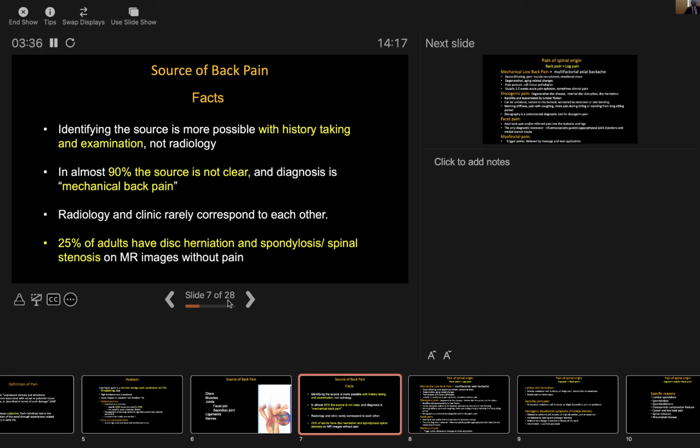In almost 90% of the cases, the source is not clear and the diagnosis is just a rough mechanical back pain. Radiology and clinic rarely correspond to each other, like I say, and 25% of adults have disc herniation and spondylolysis, spinal stenosis on MRI without any pain, any symptom. If we get an MRI for each of us in that class, we will see a lot of disc herniations, even some spondylolisthesis, some canal stenosis, without symptoms.